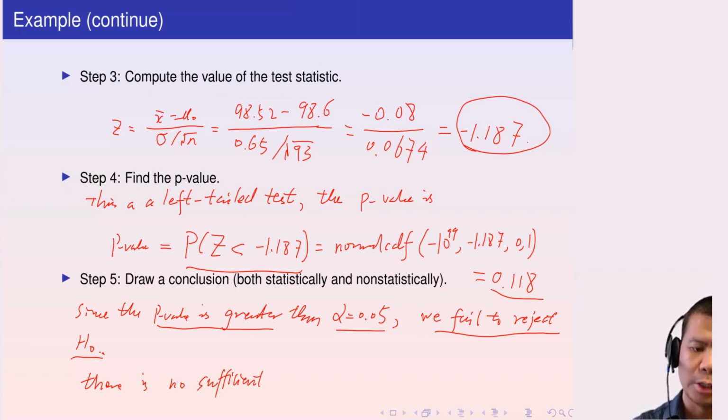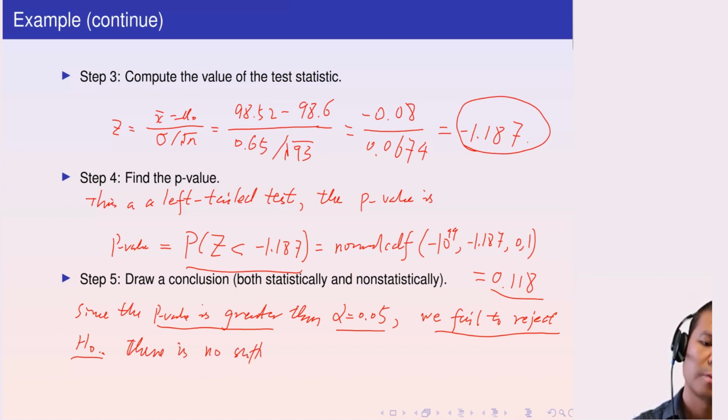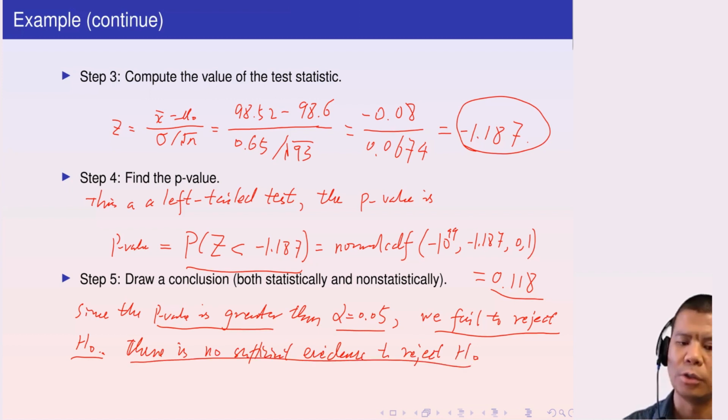Well, okay. So this is also statistically, or you can say there is no sufficient evidence to reject H0. Okay, you can also do this. All right, this is also a statistical conclusion.